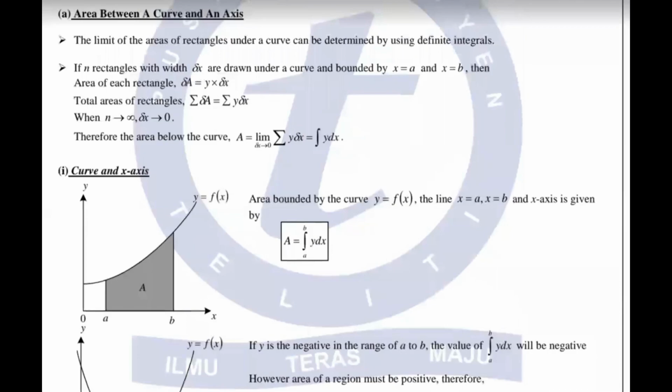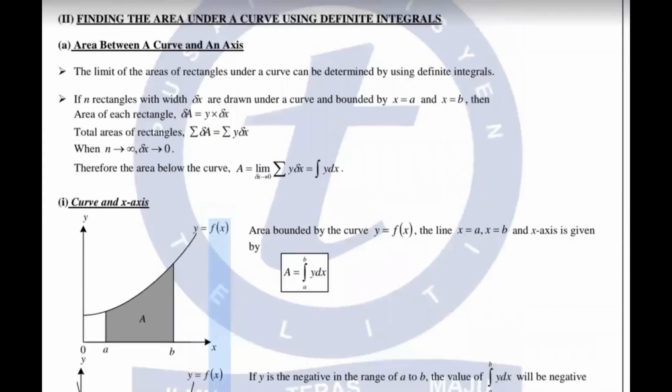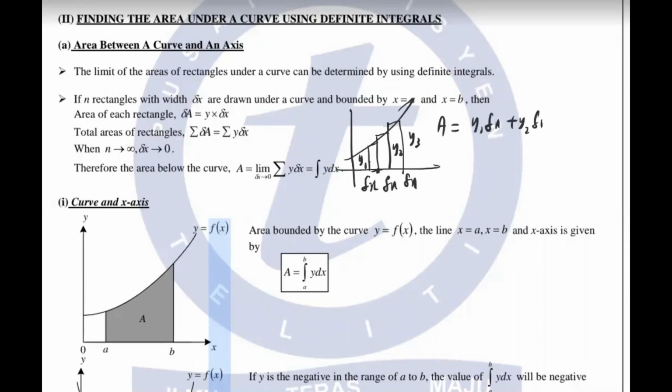Just now I've already shown you here that if you use a smaller rectangle, and let's say I have a curve like this. Let's say each rectangle has a width of delta x, and the height is y. This is y1. Then I have a second one, also delta x. This is y2. The third one is taller, y3, also delta x. So my area is basically y1 times delta x, y2 times delta x, y3 times delta x, all the way until yn times delta x. So we can write this as the summation of yi delta x.